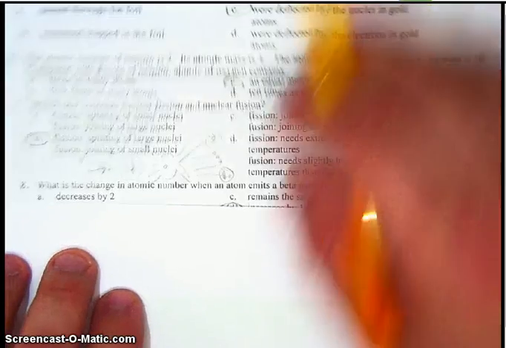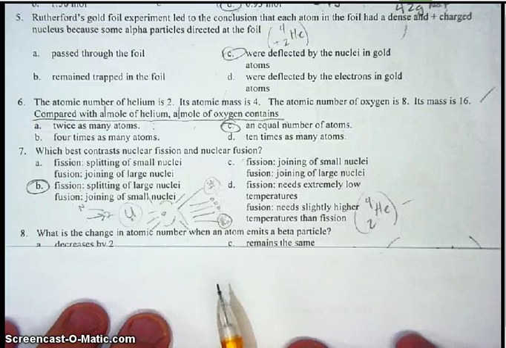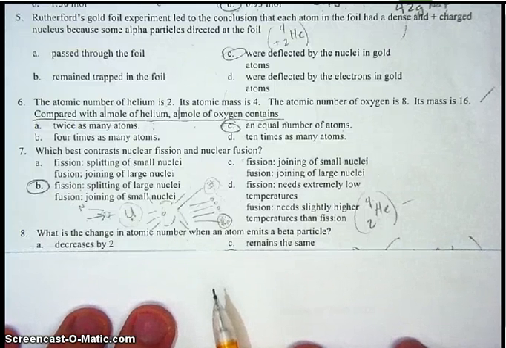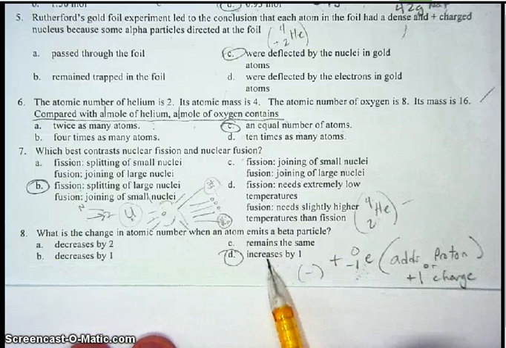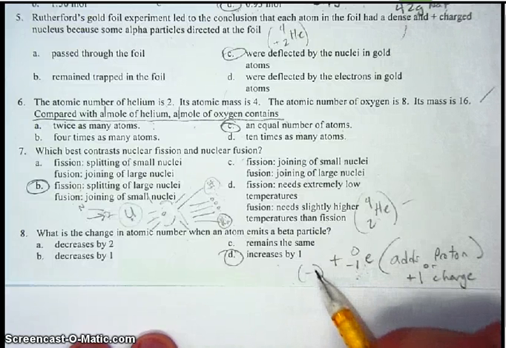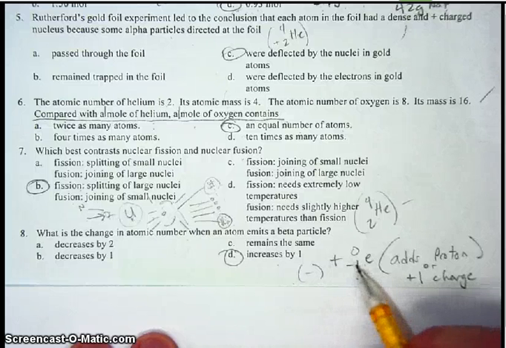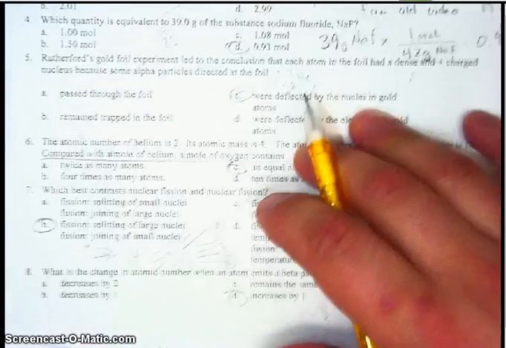Number 8. What is the change in atomic number when an atom emits a beta particle? Well, if you emit a beta particle, you're going to increase it by 1. Remember, a beta particle is that electron. When you subtract the negative number, it makes it a positive mathematically, so it adds a proton or a +1 charge. Okay.